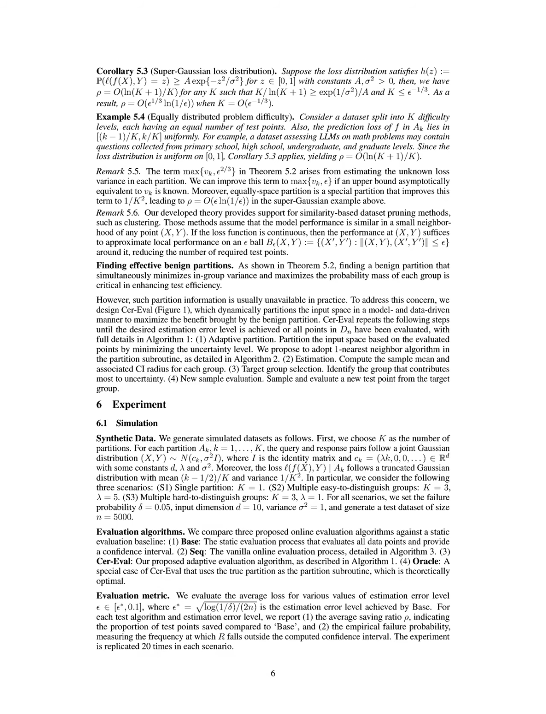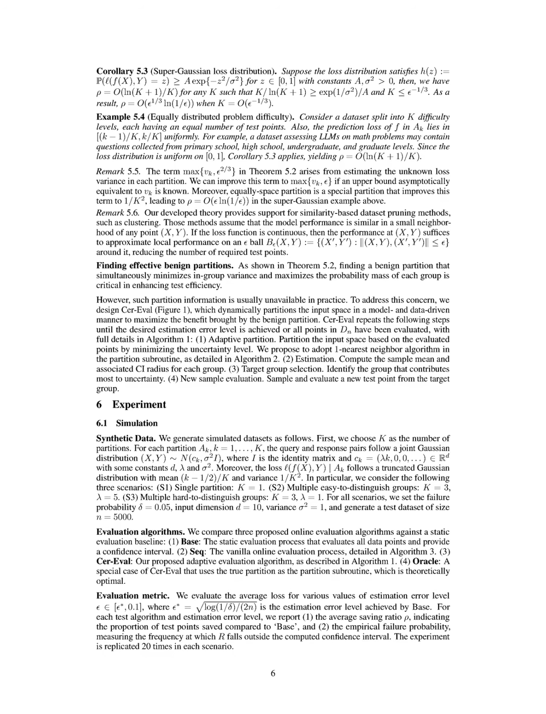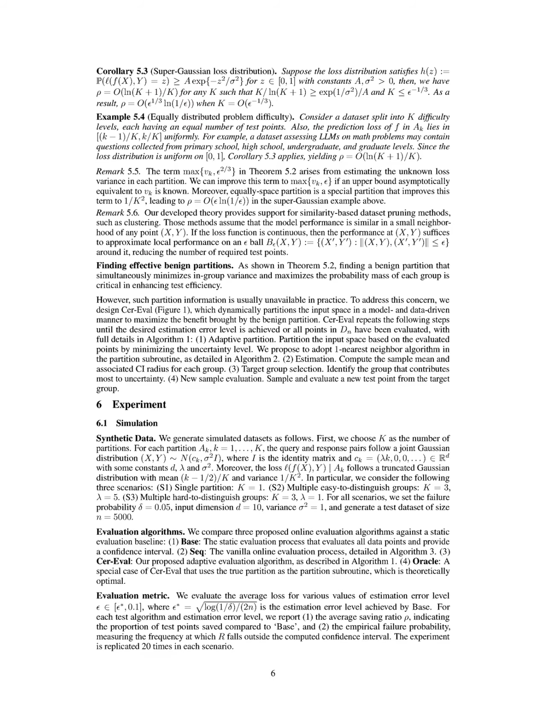Cer-Eval identifies the partition contributing most to uncertainty, which could be the hard questions due to their higher variance in performance. 4. New sample evaluation. The algorithm then selects a new question from the hard partition to evaluate. This targeted approach allows Cer-Eval to focus on areas where the model's performance is less certain, thereby refining the overall evaluation more efficiently. 5. Iteration. Steps 1 to 4 are repeated until the desired estimation error level is achieved or all points have been evaluated.